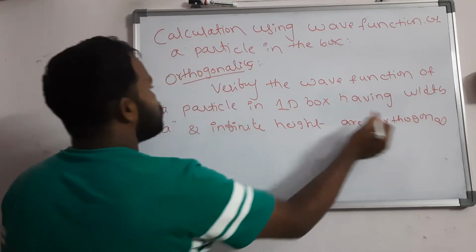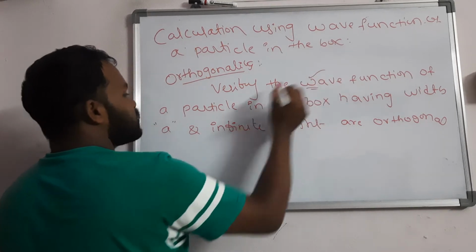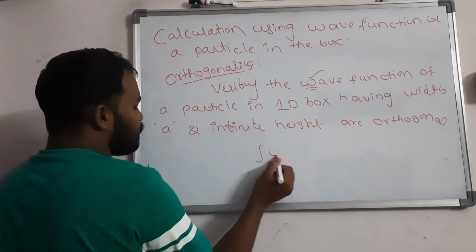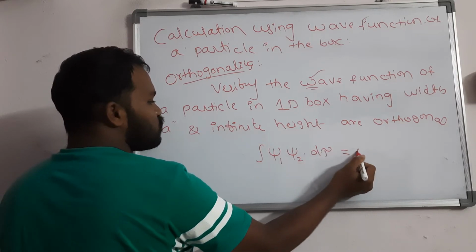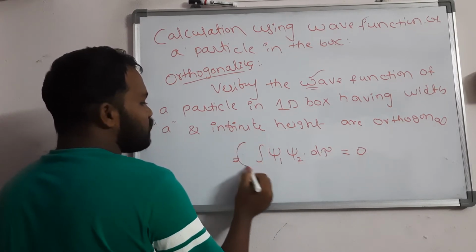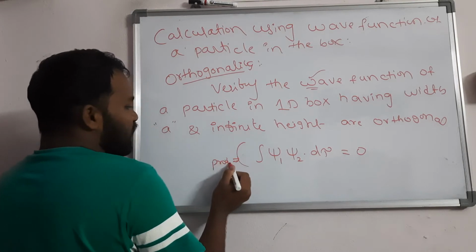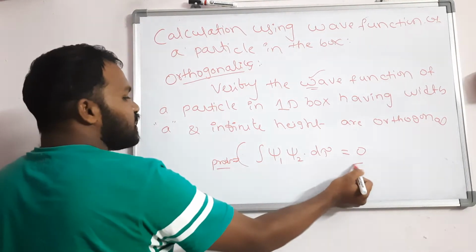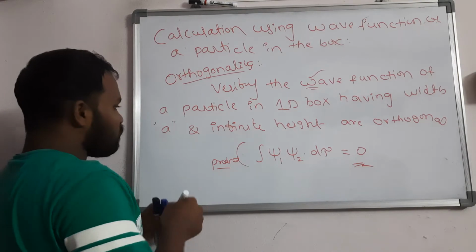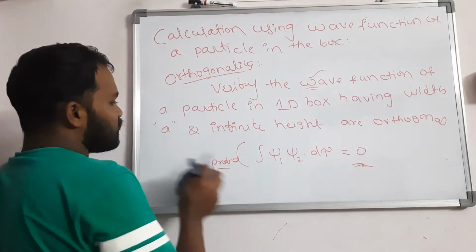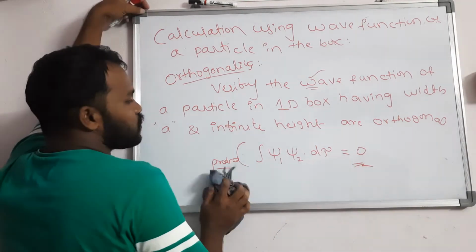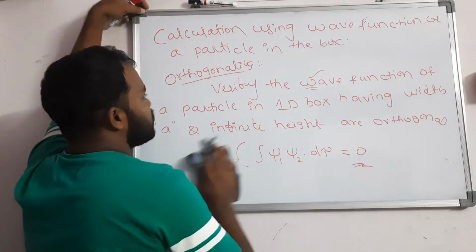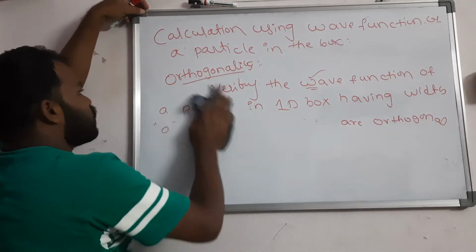That means we should verify that the wave functions are orthogonal. For example, the integral of psi1 into psi2 into d tau should be equal to 0. We are going to prove that psi1 into psi2 into d tau is equal to 0, showing they are orthogonal to each other. This is the statement for orthogonality.